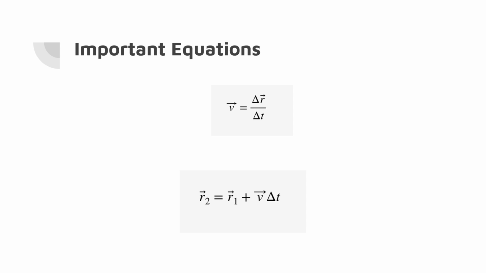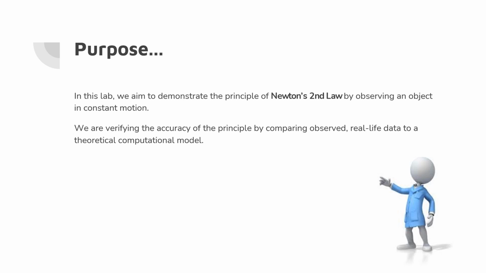Some other important equations that we'll be using in this experiment are velocity equals change in position over change in time, and final position equals initial position plus velocity times the change in time. In this lab, we aim to demonstrate the principle of Newton's second law by observing an object in constant motion, in a way verifying the accuracy of this principle by comparing observed real-life data to a theoretical computational model.